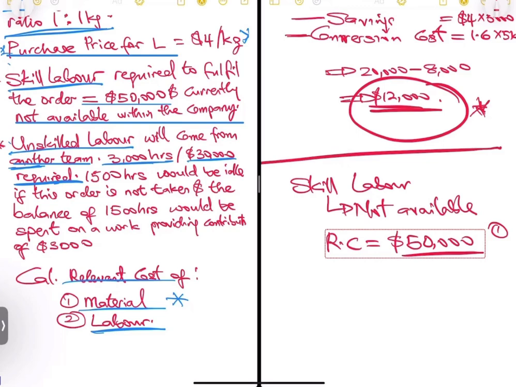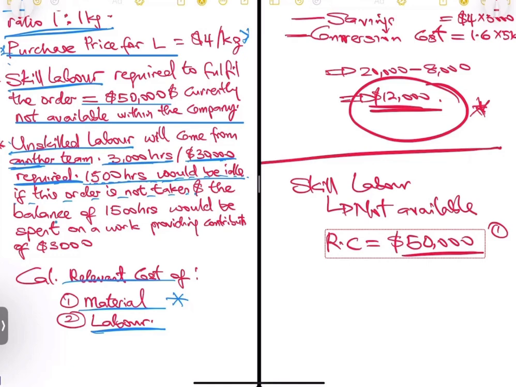For them to work for us, they work for us for 3,000 hours, and the cost of those 3,000 hours will be $30,000. But guess what? They said 1,500 hours will be idle if this order is not taken, because they are not fully engaged. If this new order is not taken, there is excess 1,500 just lying fallow. And you've already hired them in that team. So whether you use them for the new project or you don't, you're still going to pay them. They've been hired. They are already with one team.